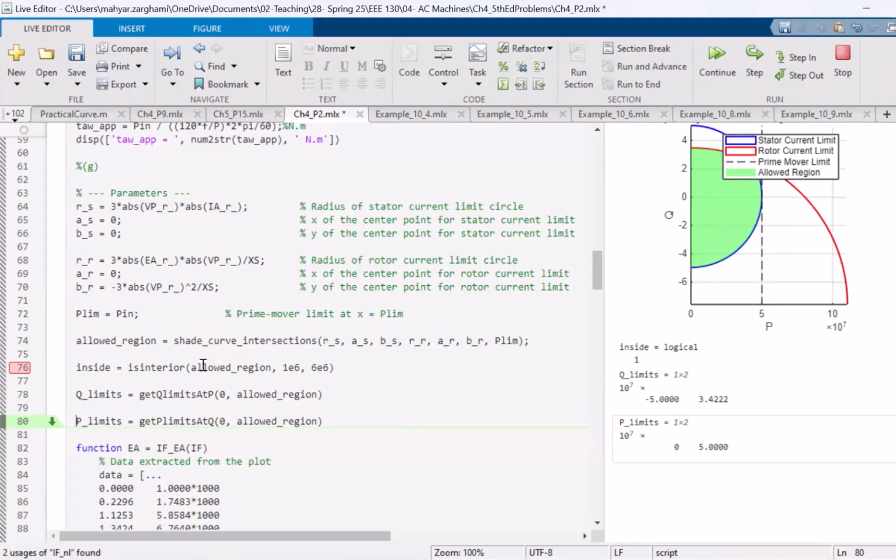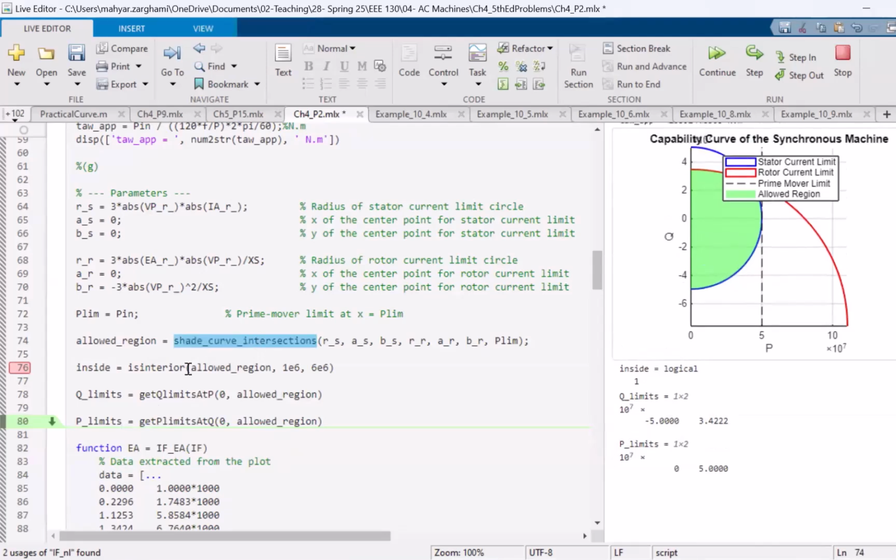The important thing is that you understand what the parameters to these functions are. The first function gives you the shaded area. The second function determines whether a point is inside that area or not. The third function, you give it the P, gives you the limits of Q. Fourth function, you give it the Q, gives you the limits of P.